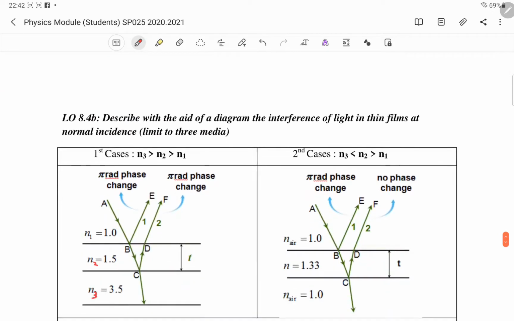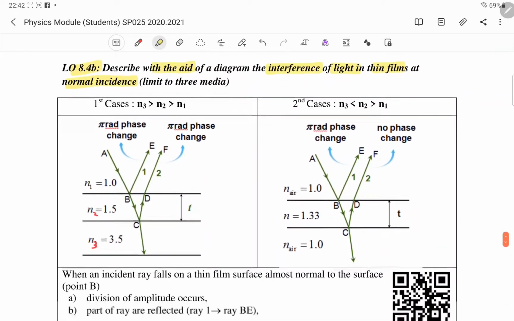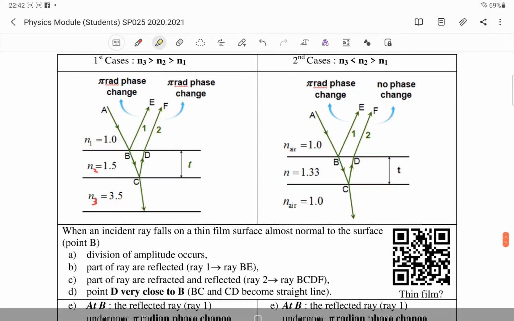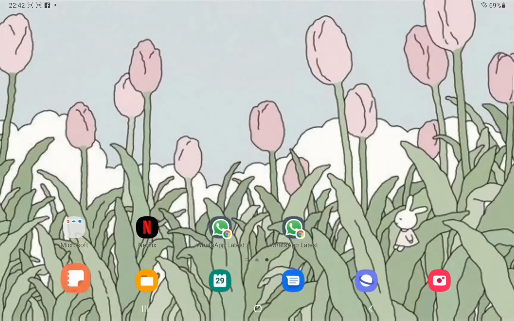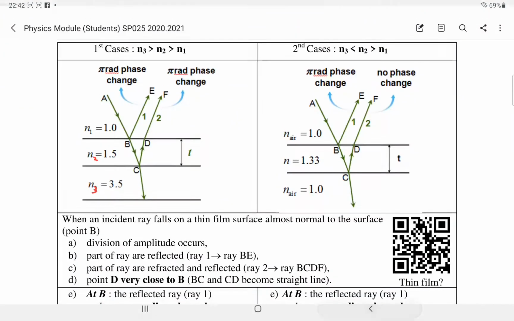Okay, so kita tengok kat sini, kita nak describe with the aid of diagram the interference of light in the thin film at normal incidence. Okay, kita limitkan kepada 3 medium saja. Okay, kita limitkan pada 3 medium. Okay, so sekarang ni I nak lukiskan sendiri. Okay, kita tengok lukisan.